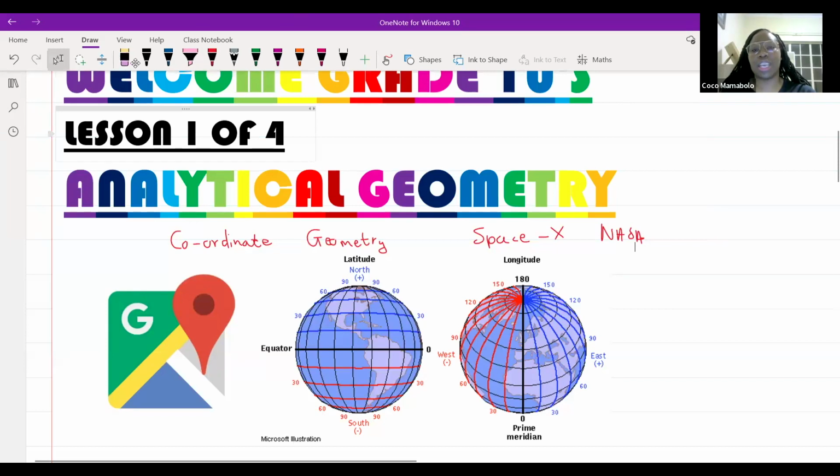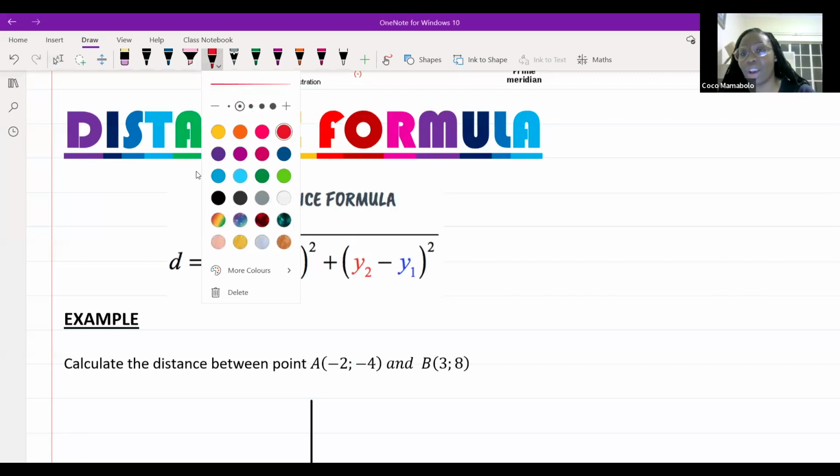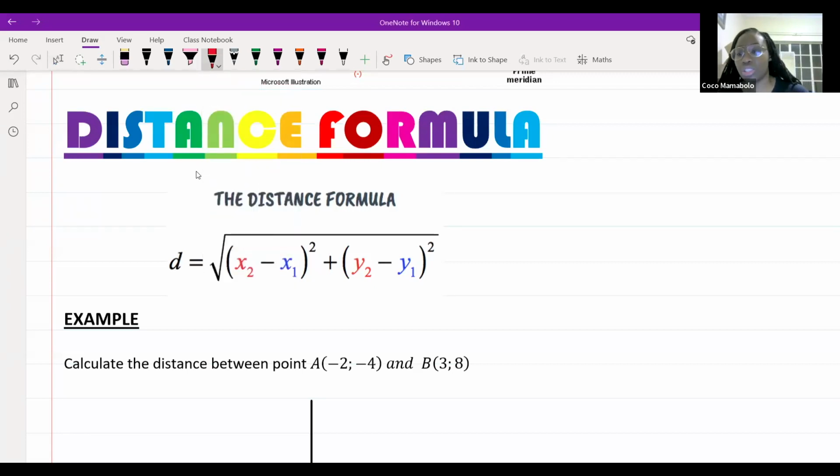Let's start today with the distance formula. So we're going to learn about the distance formula. If you would like, please take a screenshot of this, or write it down. We're going to be using it today. It's quite important that we understand where it comes from. So I'm going to be showing you guys where we're going to be using it.